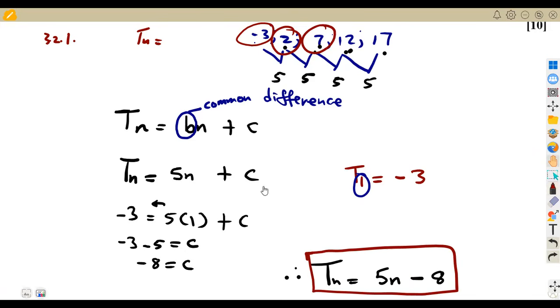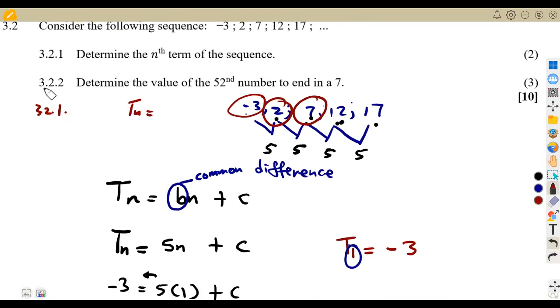In terms of n. Okay, then the other part is 3.2, to determine the value of the 52nd term to end in a 7. All right, to end in a 7. What are you going to do in this case? We are given already our expression. Then they want us to find the 52nd term, okay? But this 52nd number is supposed to end in a 7.